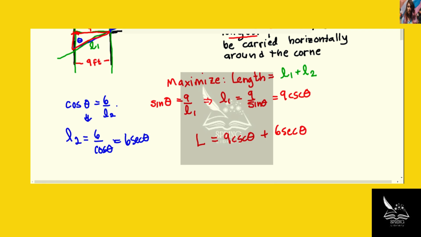To find the maximum L, we need to take the derivative, set it equal to 0, and then we can answer the question. We're taking the derivative with respect to theta, so it's 9 times the derivative of the cosecant, which is negative cosecant theta cotangent theta, plus 6 times the derivative of the secant, which is secant theta tangent theta. And we want to set that equal to 0.